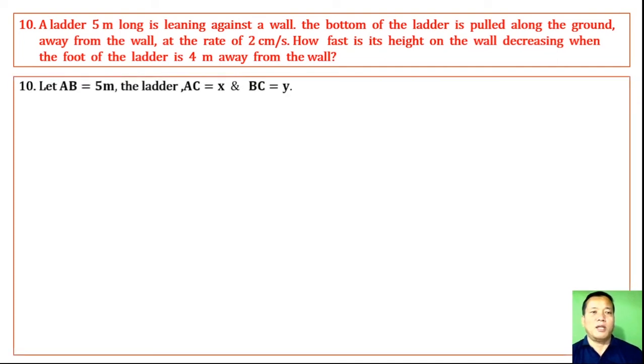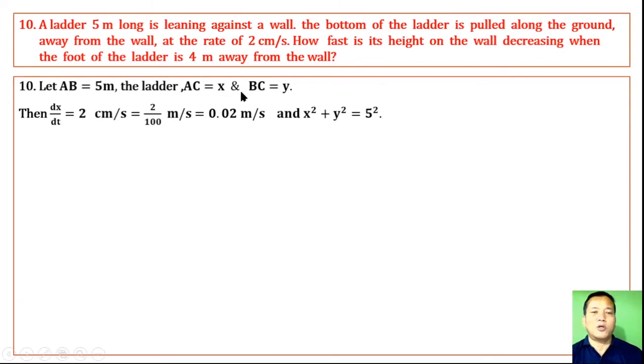Let AB be equal to 5 meter, the ladder, and AC equal to x and BC equal to y, as in the picture. Then dx by dt, the speed at which the foot moves away, is 2 cm per second, which can be written as 2 by 100 meter per second. We convert centimeter into meter, which is 0.02 meter per second.